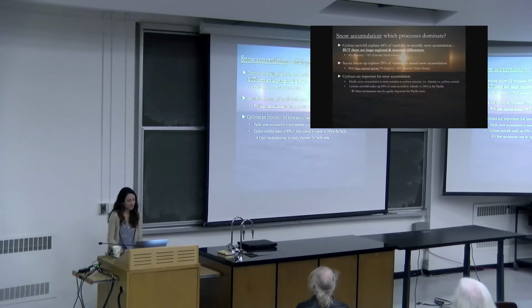Okay, so that kind of wraps up this portion of the presentation. The main takeaways from this work is which processes dominate. Is it a sea ice freeze-up or a bottom-up effect, or is it cyclones, a top-down effect? And what we found is that cyclone snowfall is really important for the variability in snow on sea ice, but there are really large regional differences.